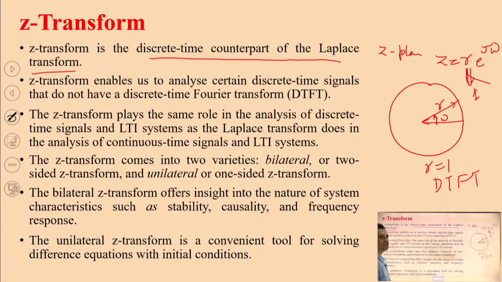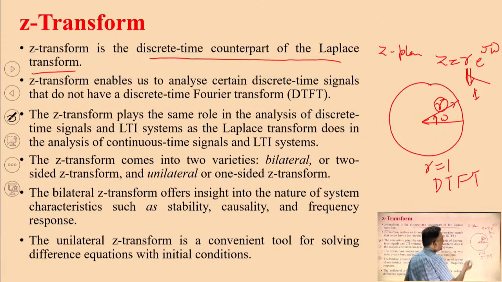Or you can say those signals are not absolutely summable here, not integrable, because we are working in the discrete domain, so absolutely summable. Rather than restricting our analysis to r equals 1 as in DTFT, the z-transform gives us the liberty to change this value of r in such a manner that the signal becomes absolutely summable, so that we can take its transform.